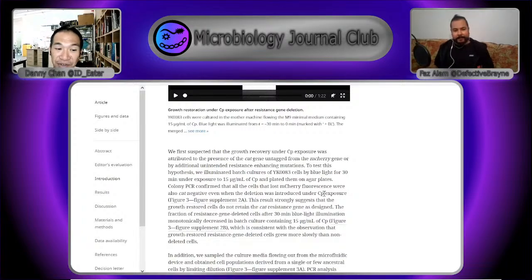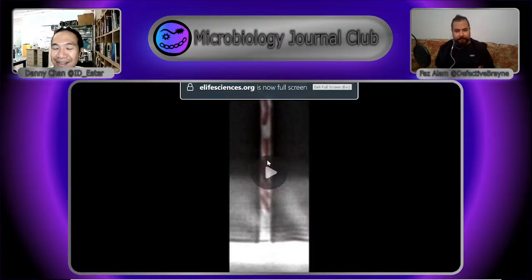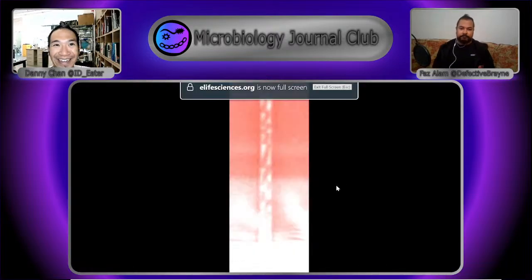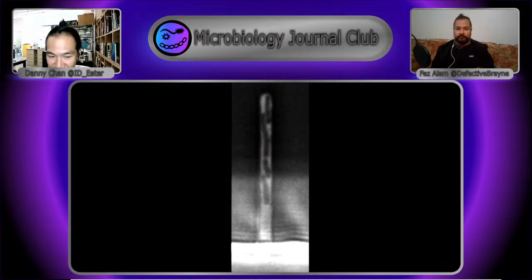So of course they test the system to say, oh, they can turn off this gene, and if there's no antibiotic, nothing changes. The cells are fine, right? Because there's no pressure. But if they turn off that gene and there is antibiotic around, then the cells slowly stop growing.